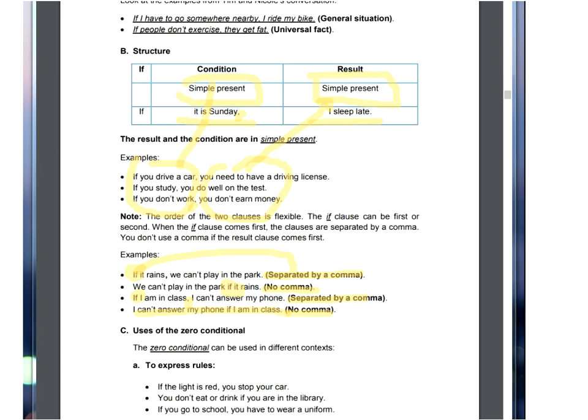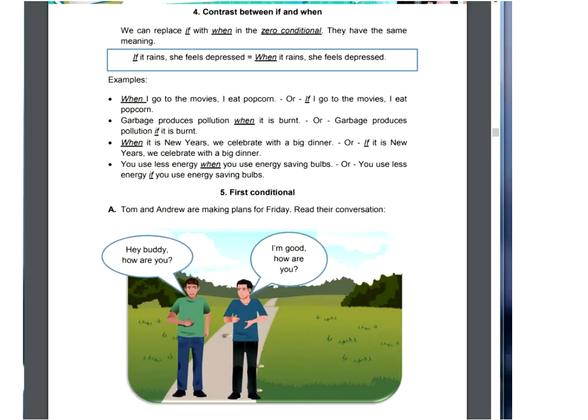Then we will have a few other examples and exercises. And now we'll move to topic number 4, that is the contrast between "if" and "when". In the conditional, sometimes we use "if", sometimes we use "when". In the zero conditional, they have the same meaning. Example, if it rains, she feels depressed. It's the same if I say, when it rains, she feels depressed.